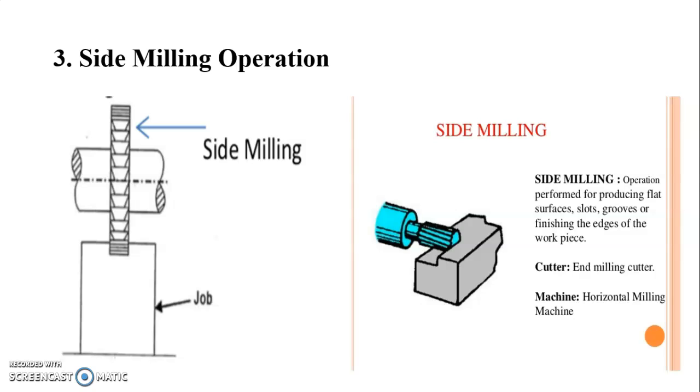So next diagram, that is the side milling operation. So in side milling, it is the operation of producing a flat vertical surface on the sides of workpiece by using a side milling cutter. So the depth of cut is adjusted by vertical feed screw provided on table. So this is the diagram of the side milling operation.